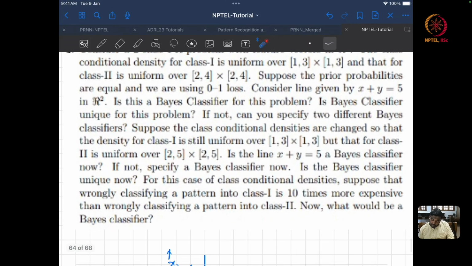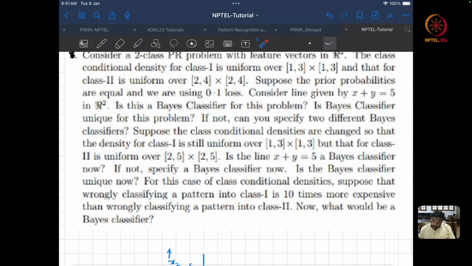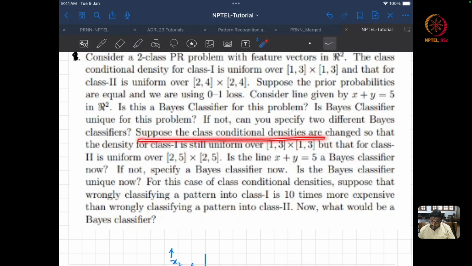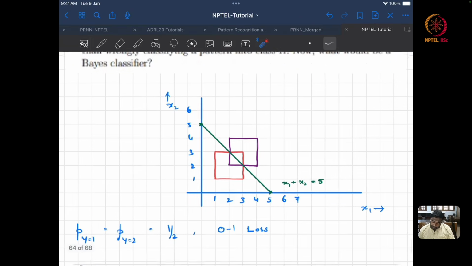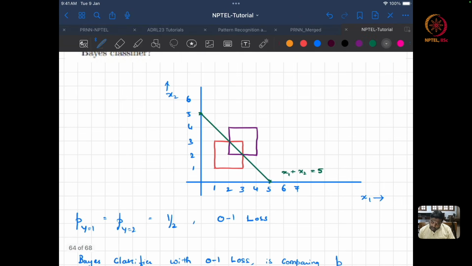So let's go back to the question. Is this a Bayes classifier? Yes. Is the Bayes classifier unique for this problem? No. If not, specify two different Bayes classifiers. Done. Then we go to the next part. Suppose the class conditional densities are changed so that the density of class 1 is still uniform 1, 3, but for class 2 it is 2, 5. So now there is a change, now 2, 5 we are considering.